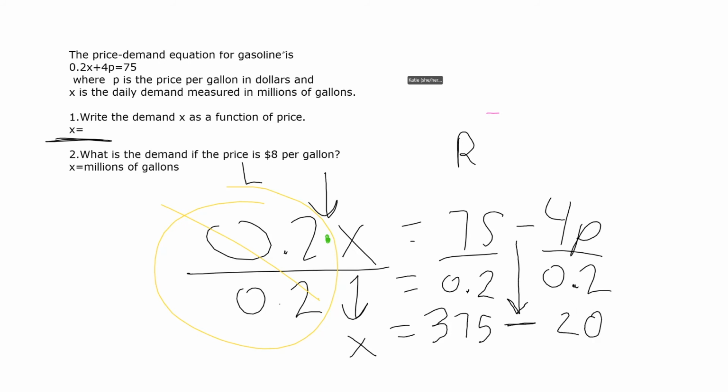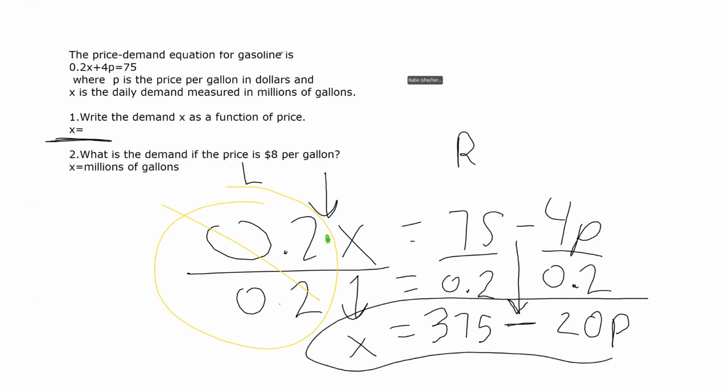That makes sense because this 0.2 is the same as 1/5. When you divide by a fraction, you actually multiply by its flip. 1/5 flipped is 5/1. 4 times 5 is 20. That's just a really fast math lesson. If you're like, I hate fractions, don't worry about it. So now we have x equals 375 minus 20p. This is our answer. So much math. We just moved everything around, my friends, so that x equals 375 minus 20p.